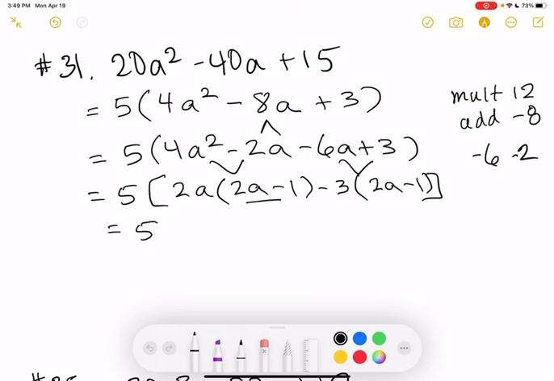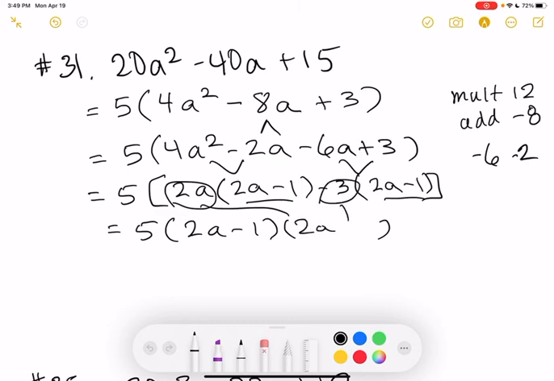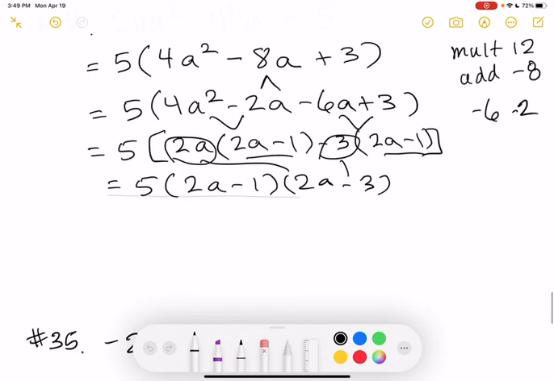Bring that 5 down. I have 2a minus 1. And then I have this 2a minus 3. I'm going to try to write that a little bit better. There we go. So now we have 5 times the quantity 2a minus 1 times 2a minus 3. And again, if you did it in a different order and you ended up with 5 times the quantity 2a minus 3 times 2a minus 1, totally fine. It's just that if it's a single number like that 5, it's pretty standard to always just throw that guy out front, rather than put him in the middle or at the end. It looks kind of weird.